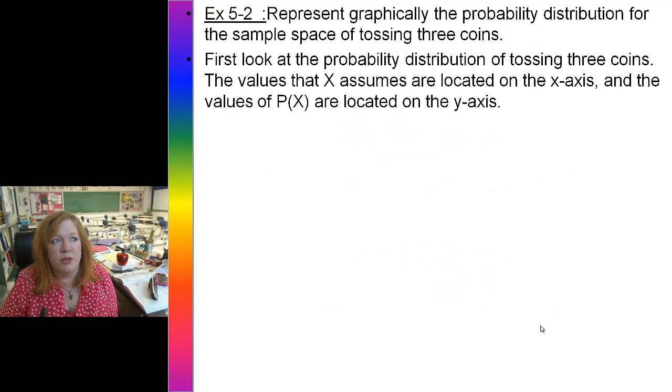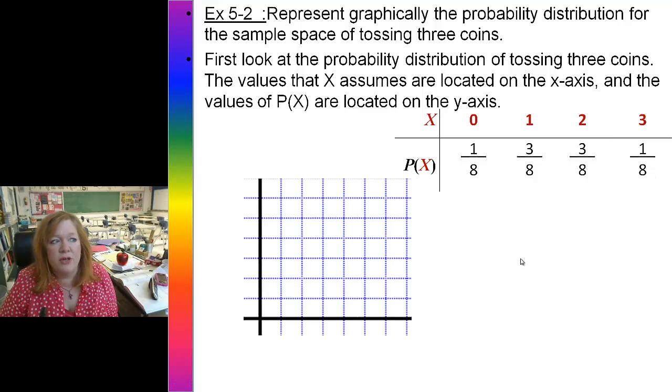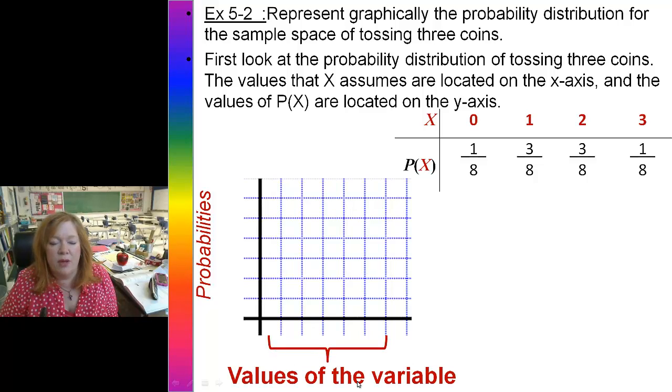So let's do the next one. Represent graphically the probability distribution that we just did. So here was the probability distribution that we did. We can express this graphically using a bar graph. So on your paper you've got a grid there. The probabilities go on the y-axis, and the values of the variable go on the x-axis along the bottom there. So these are our values of x, and our y is our probabilities.